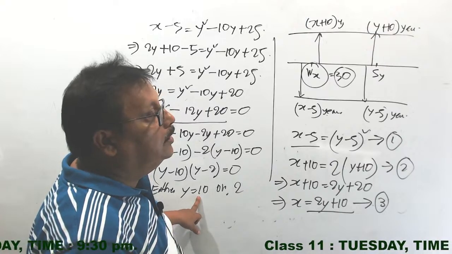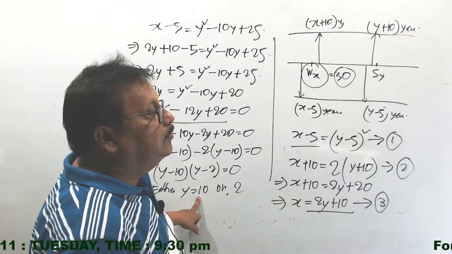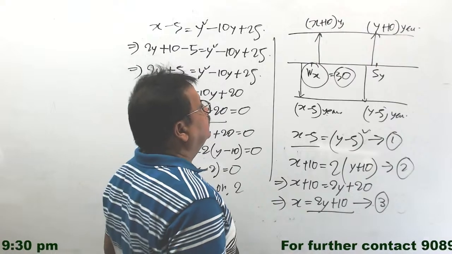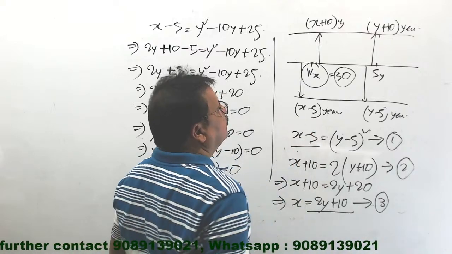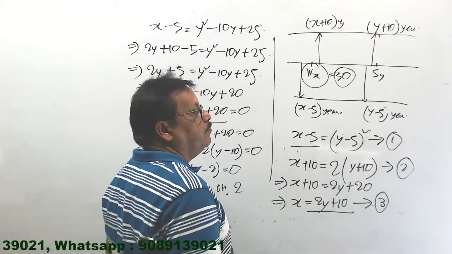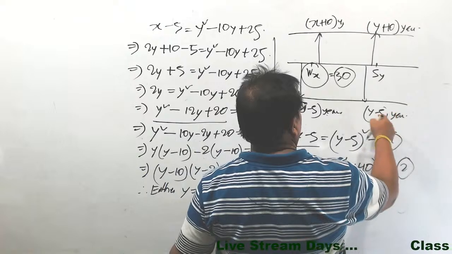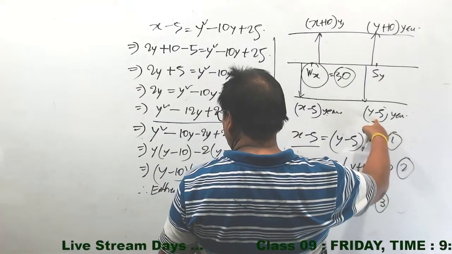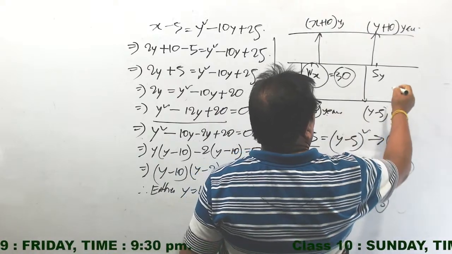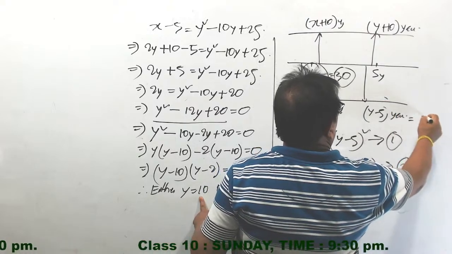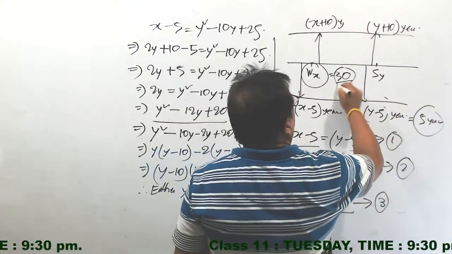if you put y, 5 years ago, the age of the son 5 years ago, number 1. 5 years ago. Which one? The age of the son 5 years ago. This. That is, if you put y is equal to 10, you are getting what? This equals to 5 years. 10 minus 5. So these two are the answers.